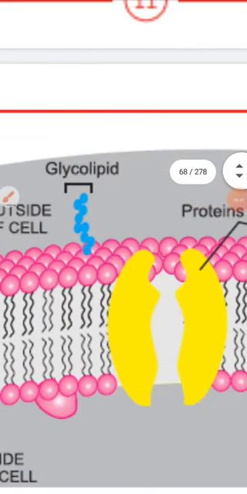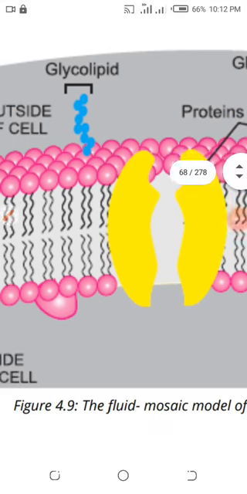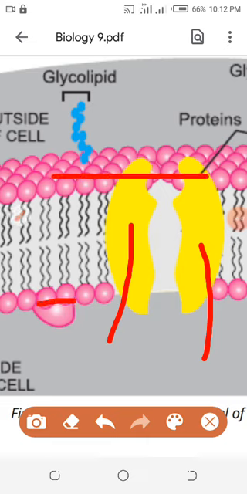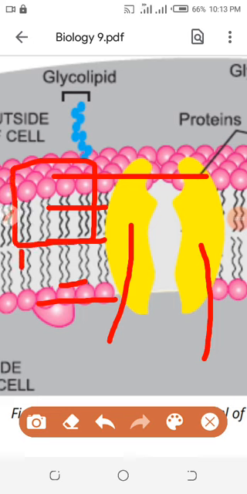You see yellow color, that is the protein structure. This is the protein, and you see the red balls. These are the lipid layers. There are two lipid layers. This is lipid layer number 1 from here to here, and this is lipid layer number 2. So they have a bilipid layer, two lipid layers present in the cell membrane.